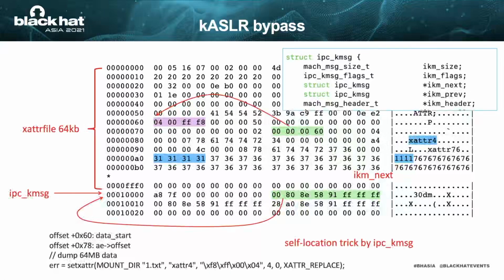Actually, I put an IPC key message after the xattr info page in advance, referring to the definition of a key message. When there is only one key message, both the prev and the next pointer point to itself, which is the first address of this key message. Through this trick, we can calculate our location in the kernel. So now ASLR is not a problem. Just to mention, self-location by IPC key message, a common exploitation technique, is dead in the latest version of the kernel.